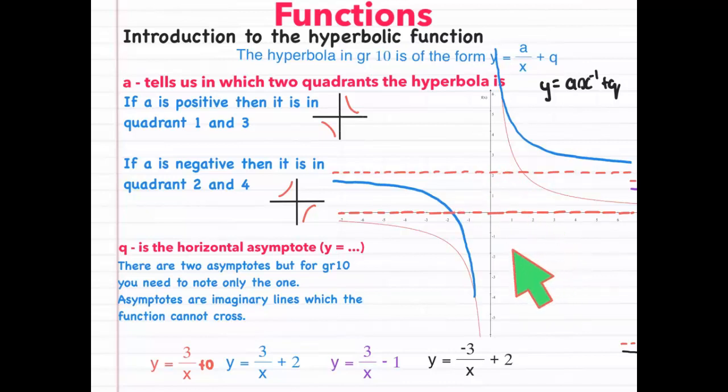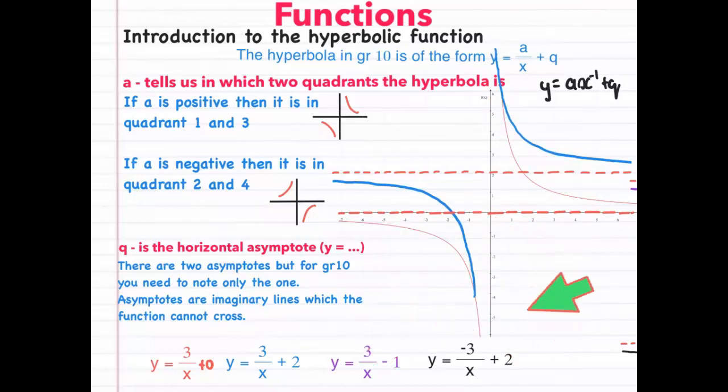But for you in grade 10, look very closely. My other asymptote, my vertical one, doesn't change because we never move it left or right. The hyperbola will never cross my y-axis, so you will never actually have a y-intercept.